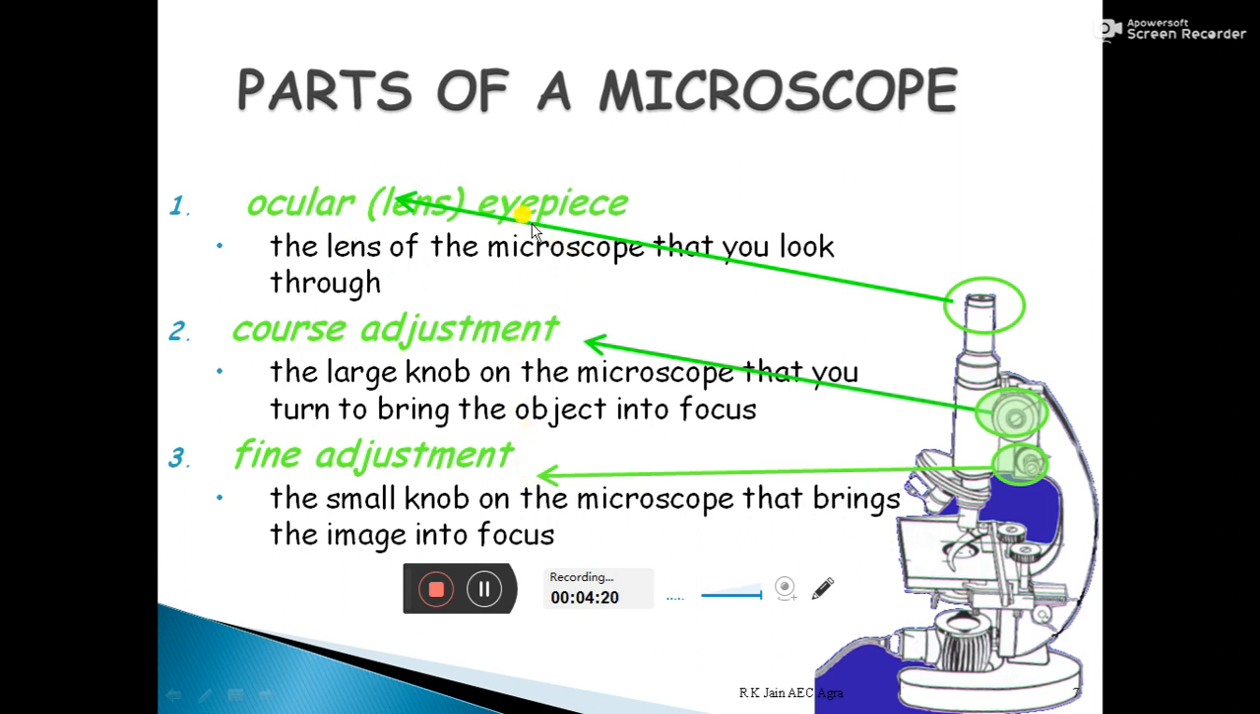Ocular lens is the lens through which we look through the microscope, we look at the images of the object. The coarse adjustment is a big knob which is used to focus the object, and the fine adjustment knob is a small knob which is used to make the focusing at a fine level.